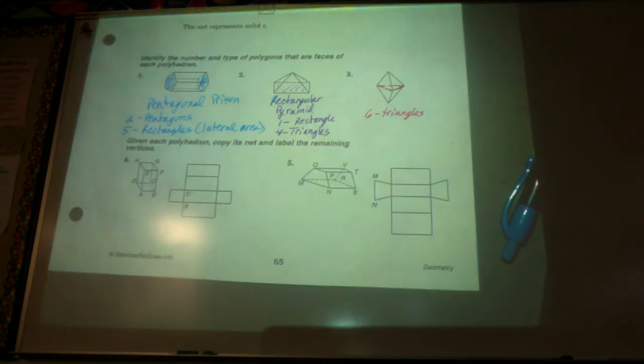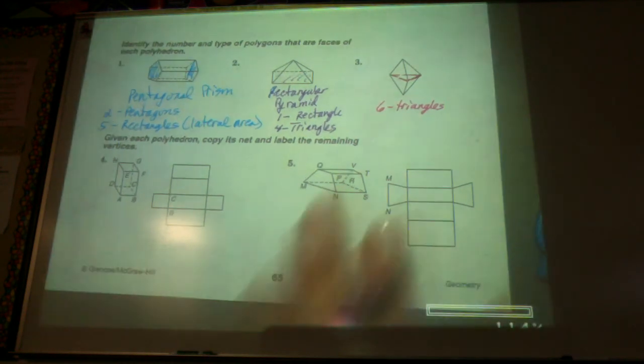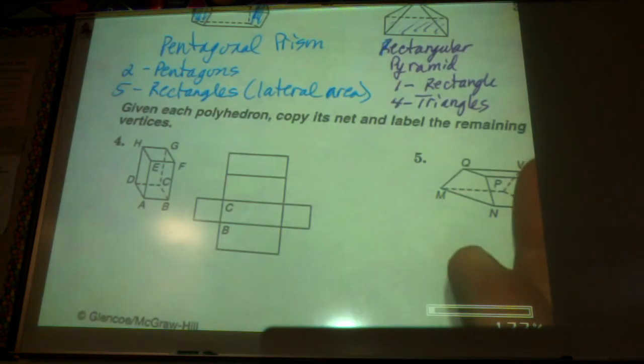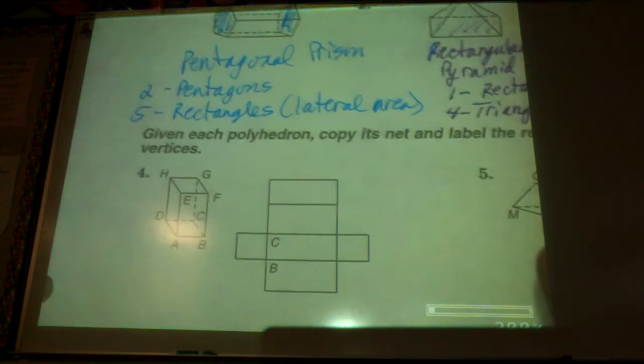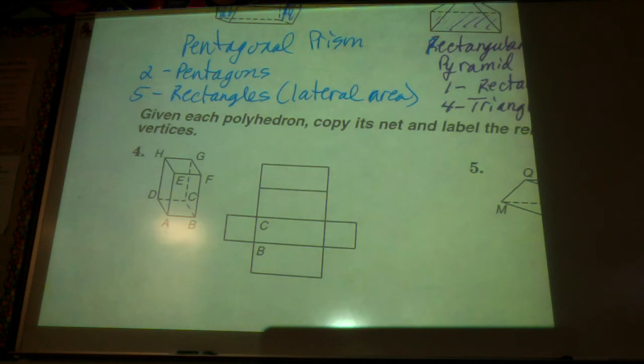So that, I think most of you can do. This part's going to be difficult for some of you. And with my eye issues, I get stuck on it once in a while. So you're going to copy the net. So they're going to give you this in your homework. You're going to have to copy the net. So they might give you a partial net. And you have to label all of the vertices appropriately. And oftentimes they're going to give you 1 or 2 vertices in order to get you started.